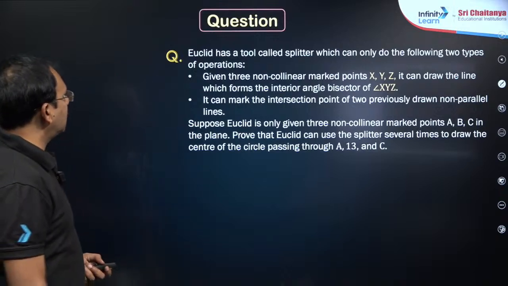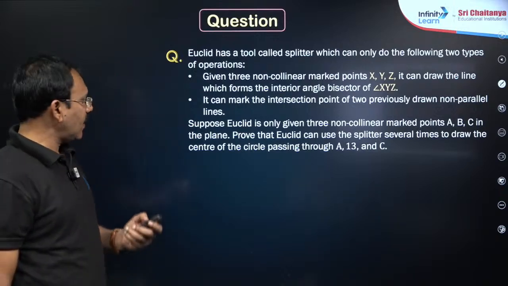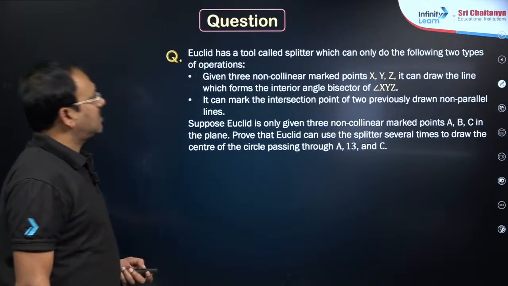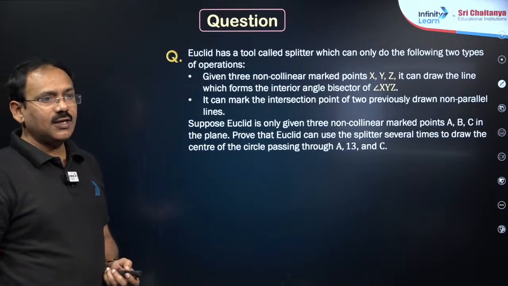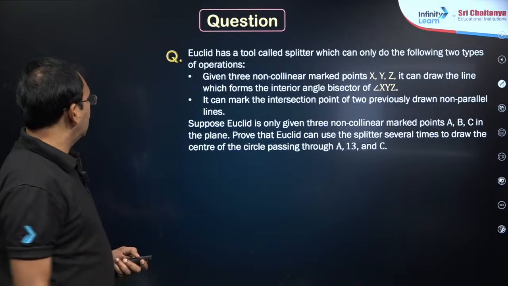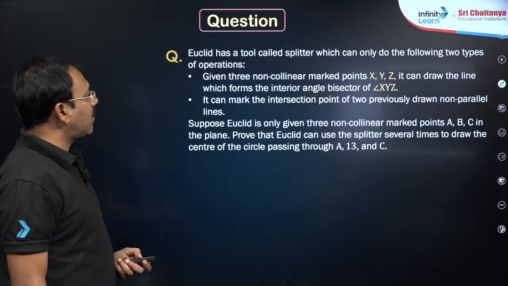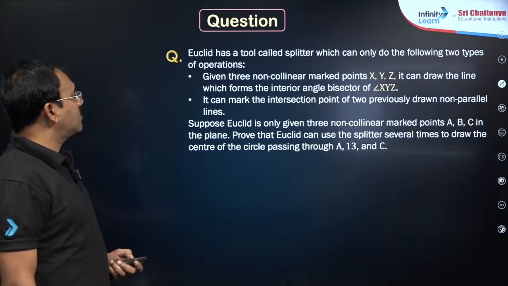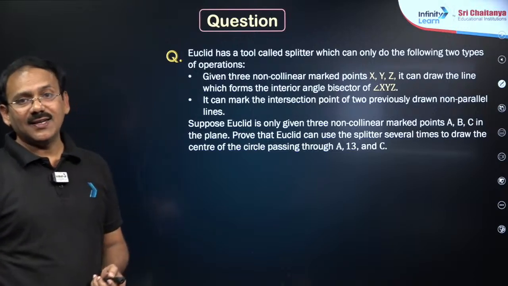Next, you see this question, dear student, geometry based. Suppose Euclid has a tool called splitter which can only do the following, I mean to say two types of operations. Given three non-collinear marked points x, y, z, it can draw the line which forms the interior angle bisector of angle x, y, z.